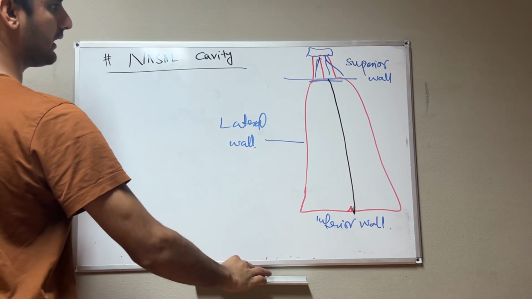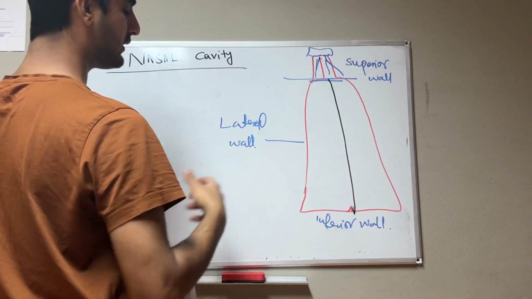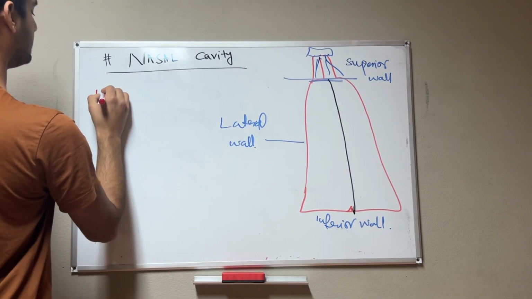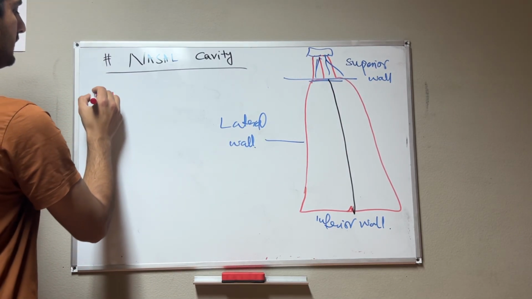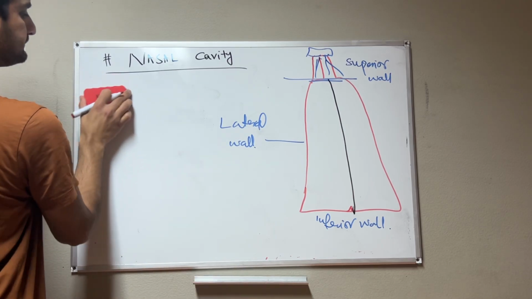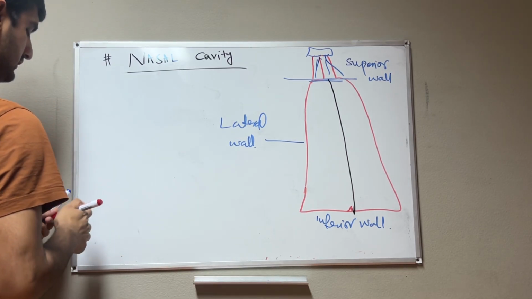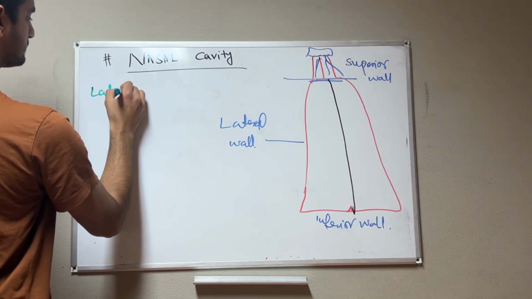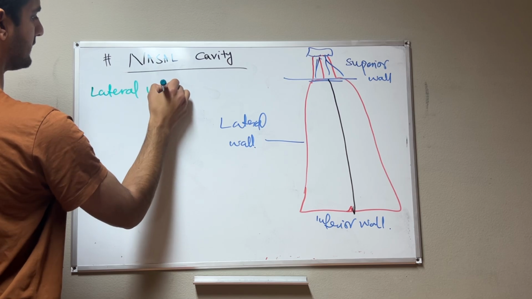Now the lateral wall, the paired wall, which is a little bit difficult for understanding. Lateral wall of the nasal cavity.